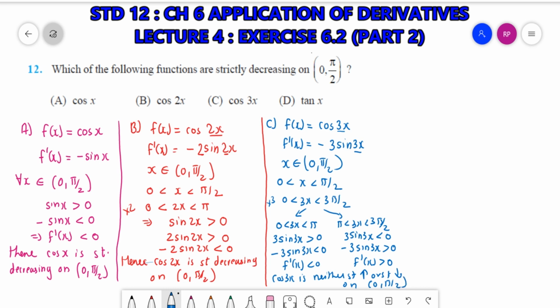Okay, so this was about C. See, I had split here in two parts. Three quadrants are there, first, second, and third. In two quadrants it is decreasing, and in the third quadrant it is increasing. So I will say it is neither increasing nor decreasing in 0 to pi by 2. Okay, now let's see the last one, that is D.